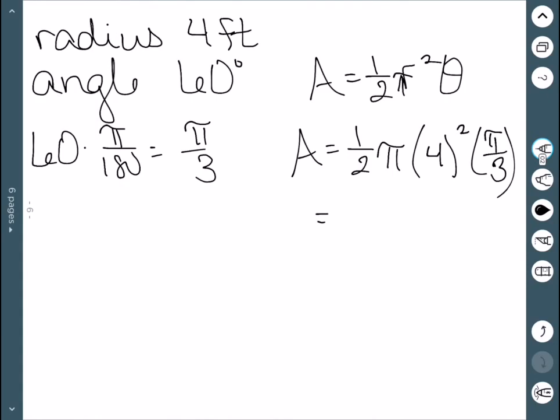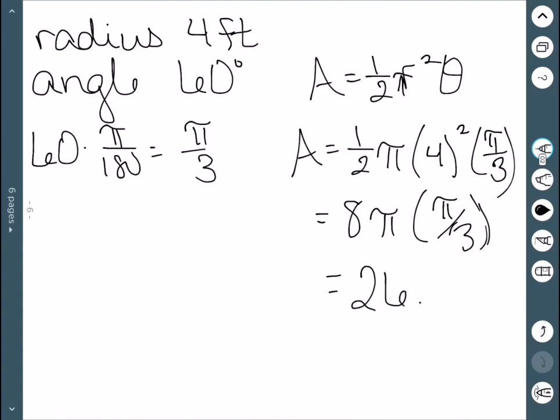And now we just need to reduce this. 4 squared is 16, divided by 2 is 8. So now I have 8 times pi over 3. And now we can just reduce this to approximate the area. We have 8 times pi divided by 3, which gives us that the area is approximately 26.32 square feet.